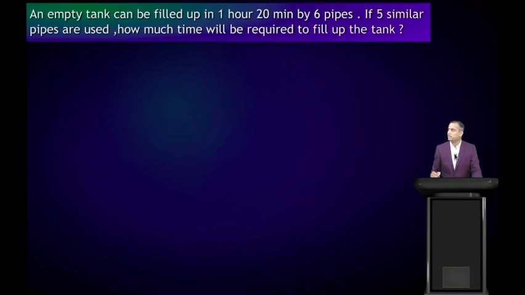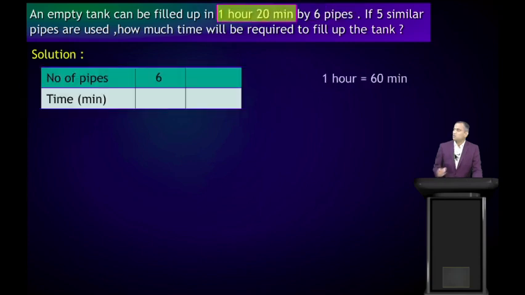An empty tank can be filled up in 1 hour 20 minutes by 6 pipes. If 5 similar pipes are used, how much time will be required to fill up the tank? Okay, so we will solve this one again. What is given? Make a table of number of pipes and time in minutes. We have to take time either in hours or minutes, so we choose minutes.